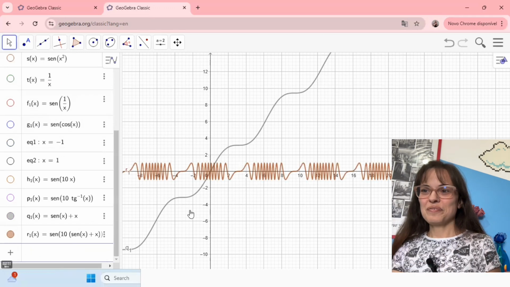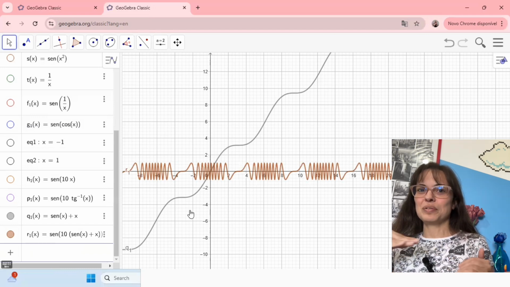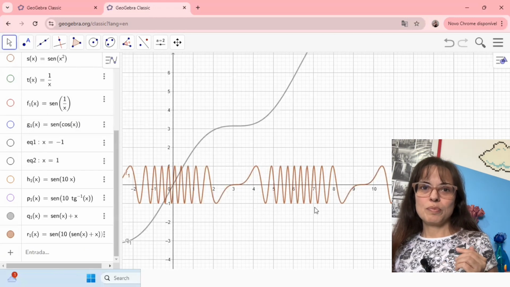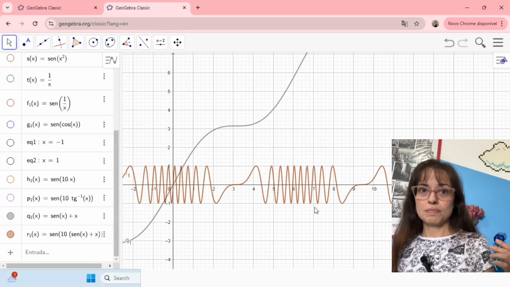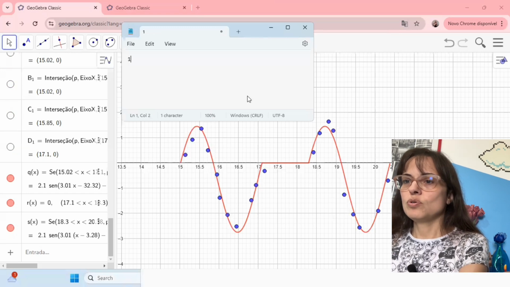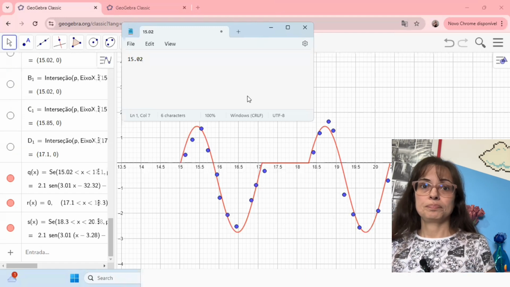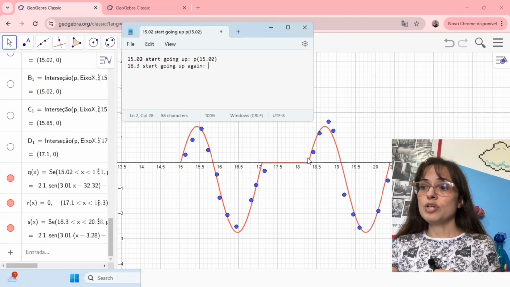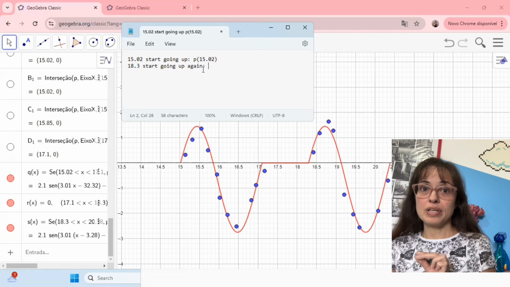If I use the sine of 10x as an example here, as an outside function, this is kind of what's happening. It's doing its thing and then pausing, doing its thing and then pausing. I'm just going to have to adjust the parameters so that it does exactly one loop and then pauses, and then one loop and then pauses. So here are some numbers that I want to write down. 15.02 is where I wanted to start going up. And then at 18.3, which is the beginning of the second loop, it's already started going up and stopped going up and paused, and I wanted to start going up again.